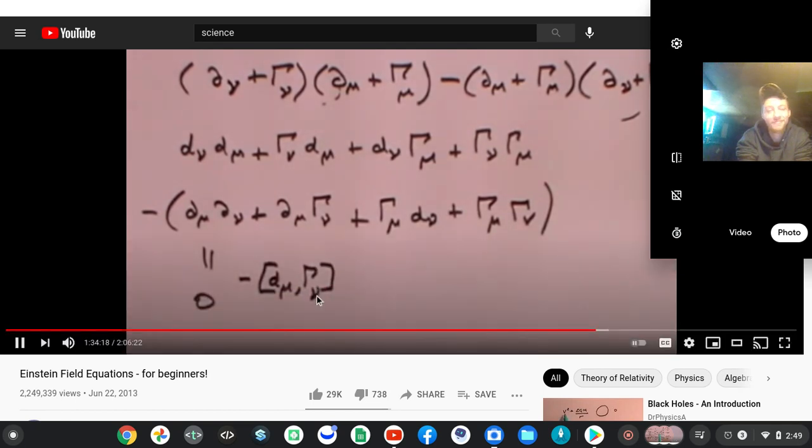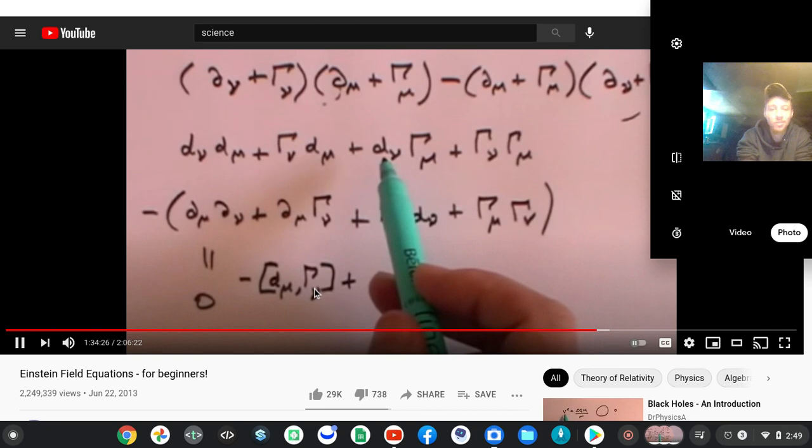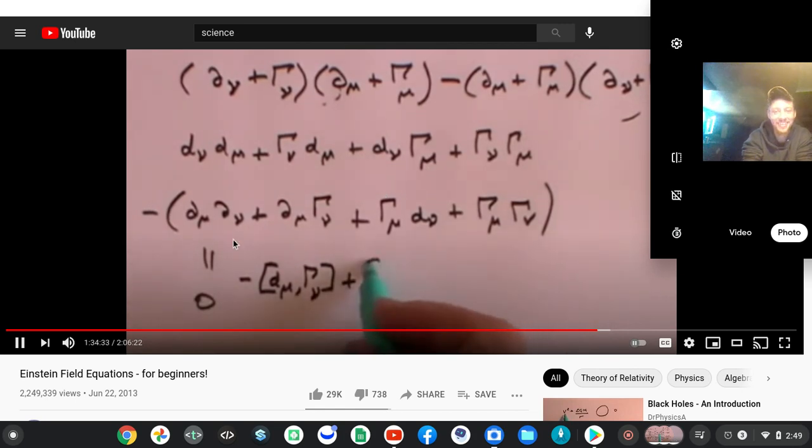It's something you find in the formula. We've got another commutator here, d nu gamma mu minus gamma mu d nu. Well, that's just the commutator of d nu gamma mu.